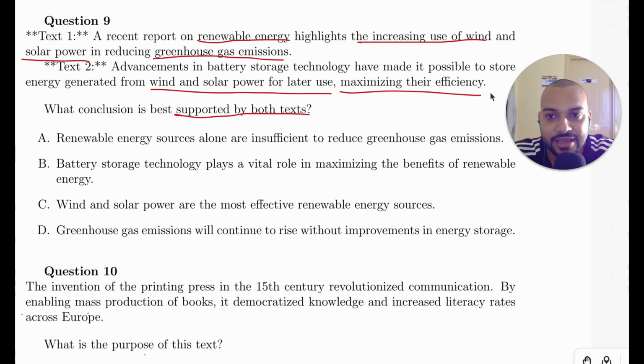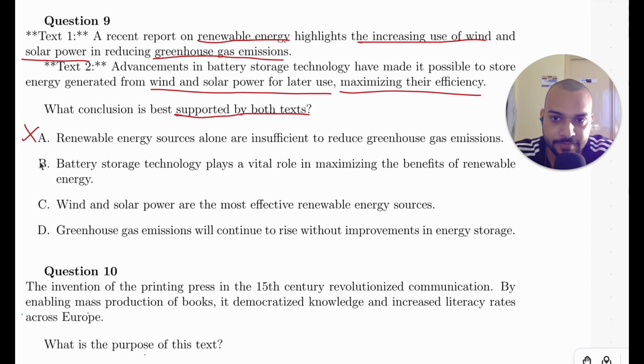Okay. So let's check the options. Renewable energy sources alone are insufficient to reduce greenhouse gas emissions. Okay. That is one assumption. Alone are insufficient. They haven't made any claim of this kind. Rather, text 1 has said that there's an increasing use of wind and solar power in reducing emissions. And the second text does not mention that they're insufficient or sufficient. So option A is not supported by the texts. B, battery storage technology plays a vital role in maximizing the benefits of renewable energy.